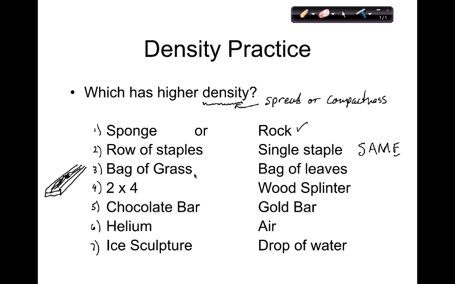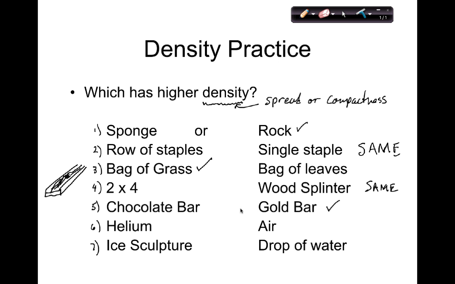Okay, what about a bag of grass or a bag of leaves? Well, we're asking which is more compact? Grass in a bag would be more compact. Okay, what about a 2x4 or a wood splinter? All right, do you want to change your answer after looking at number 2? Same. Again, yes, it's a bigger volume of wood. Yes, it's more mass of wood, but it's the same material. They're both wood, so it's the same density. Chocolate bar or gold bar? Gold is very dense. Gold is a very dense metal. Chocolate's not so dense.